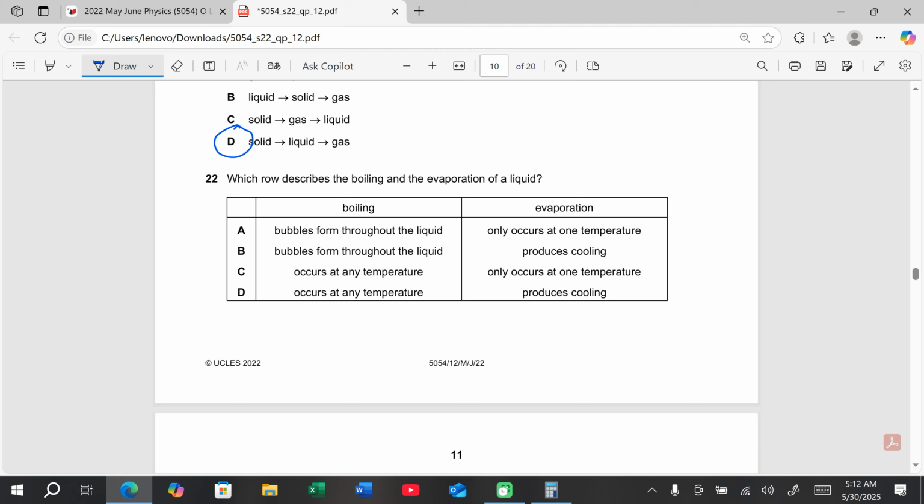Which row describes the boiling and evaporation of a liquid? Boiling: bubbles form throughout the liquid. Yes. Occurs at any temperature? No, it does not. So only A or B is the right answer. Occurs only at one temperature. Evaporation occurs at different temperatures. Produces cooling. So B is the right answer.